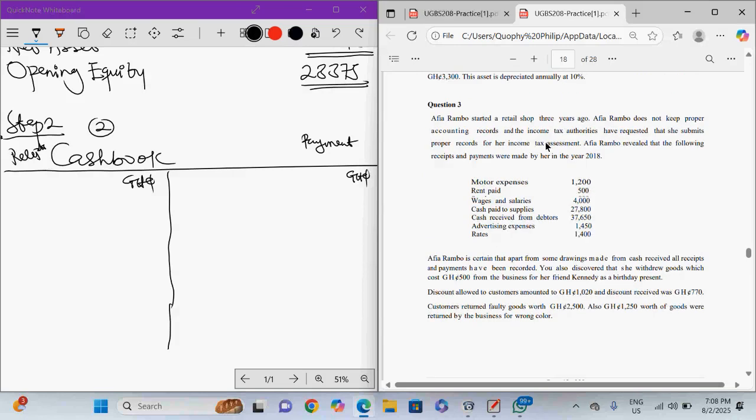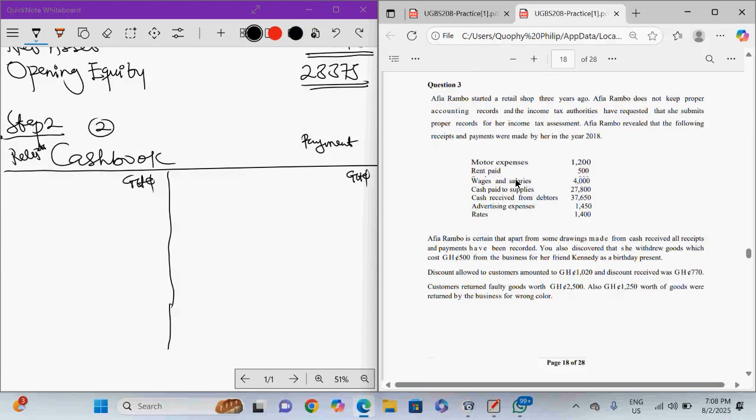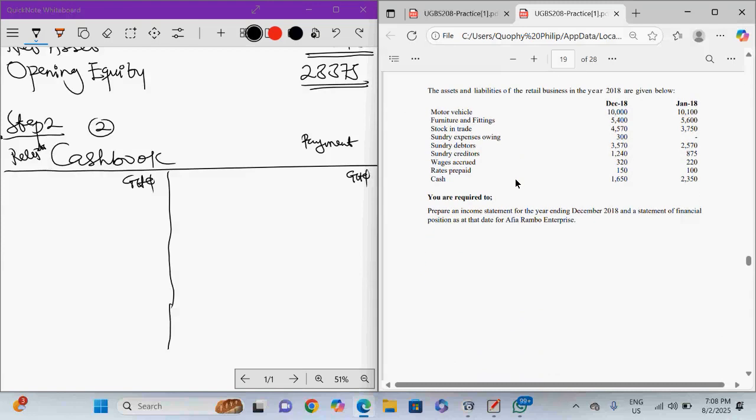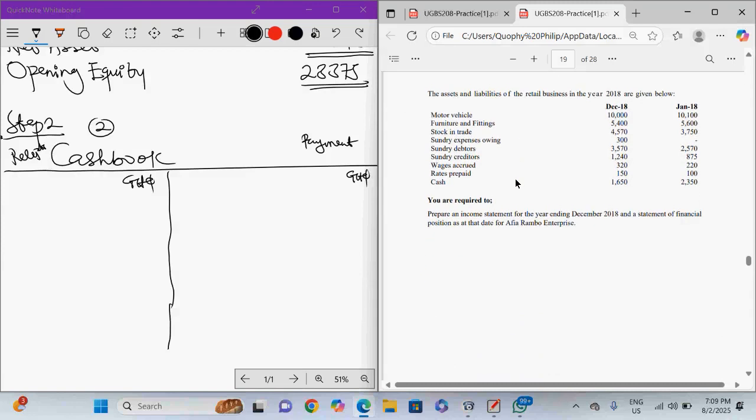So can you all see this? If Rambo received the following receipts and payments made by her in the year 2018: motor expenses, rent. So these are the cash and bank transactions, the receipt and payment transactions, right? The cash book is having a debit balance, right? It's having a debit balance.